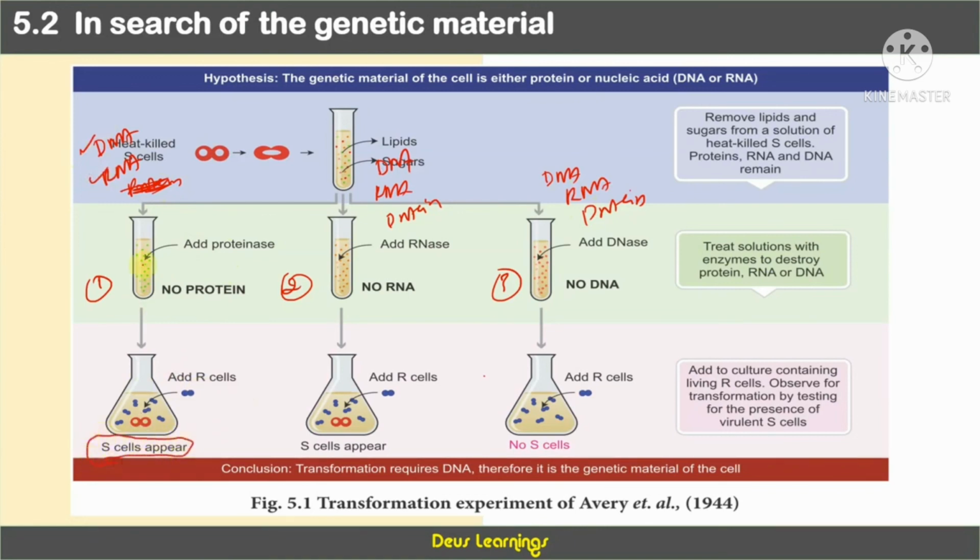So that means protein is not responsible for the process. Experiment 2: when you add RNase, the RNA gets destroyed. Then DNA and protein remain. We already know that protein is not responsible, so we won't consider protein. So what happens, again, when you add R strain, you find the S strain appears.